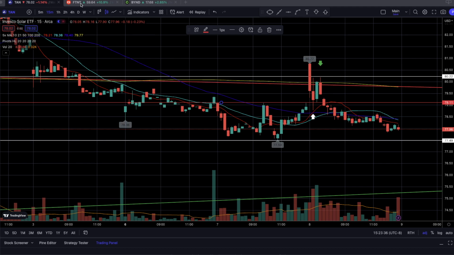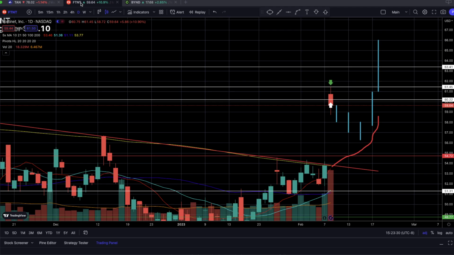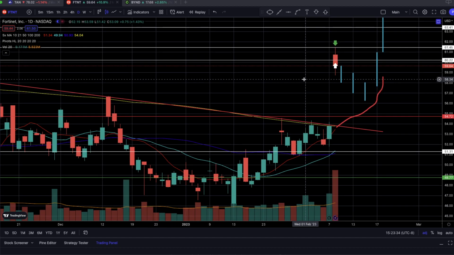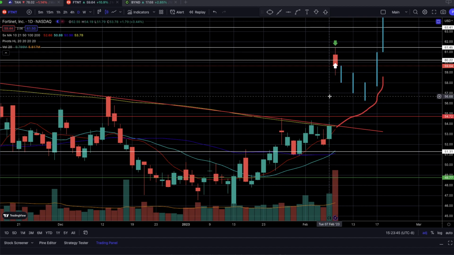Now, the second day trade was conducted on FTNT. So this one had earnings and had a very large gap up. And today it closed for 10.90% to the upside. That's a very large gain and also a favorable name for the future, as it can give us great swing trades to the upside.